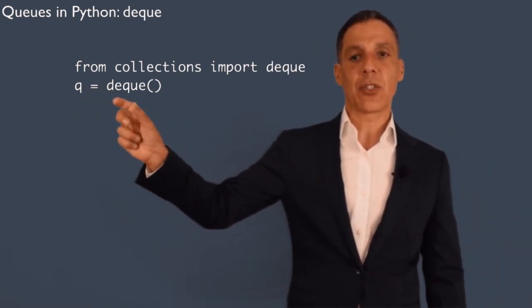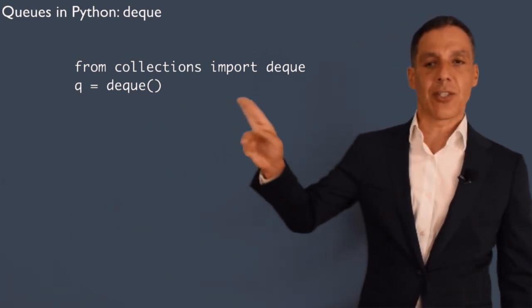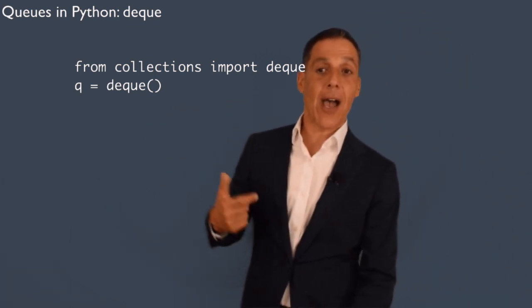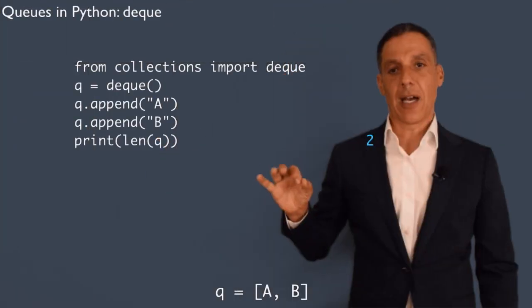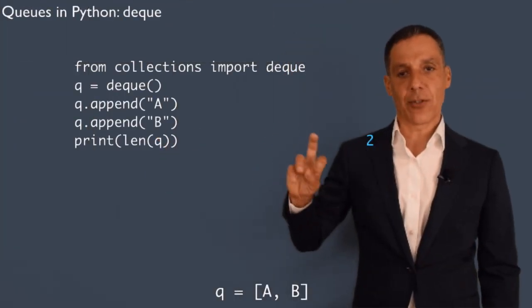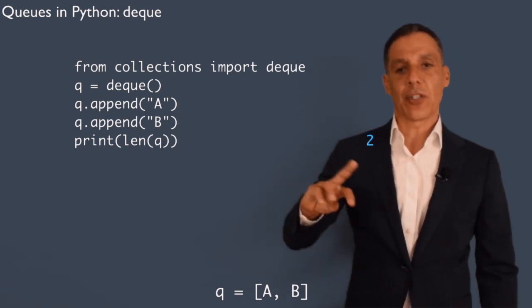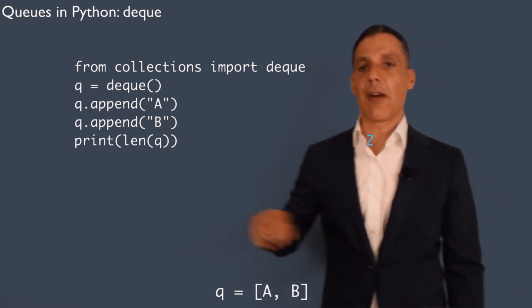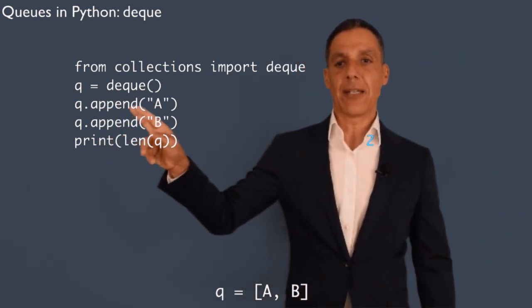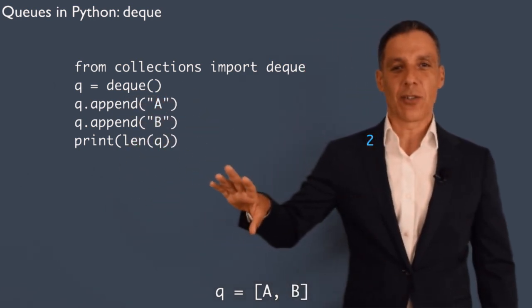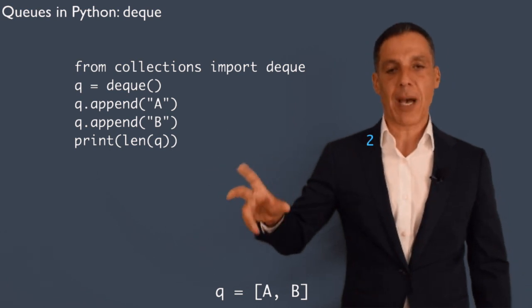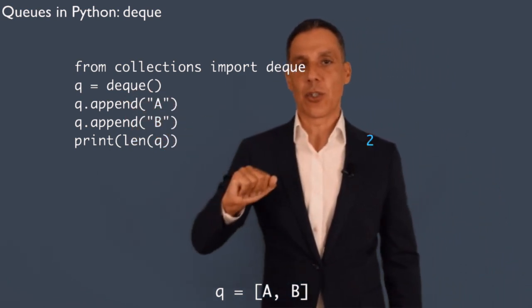So queue is equal to deque paren paren. This is simply calling a constructor, and now queue is a double-ended queue, which means it can act as either a queue or a stack, and you'll see in a minute how that is. All right, so queue.append. The push operator in a deque is called append, despite what I said earlier about the nomenclature being push and pop. Deques use the term append.